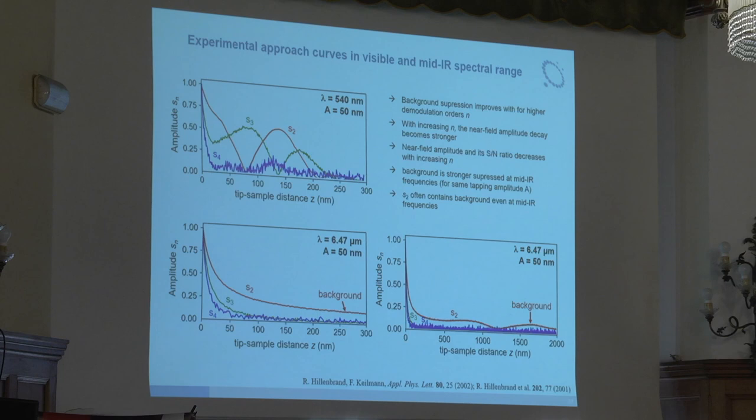So if we make an approach curve, we zoom out here, then we see that these oscillations are still there, right? But what we see is that the background suppression altogether is better in the infrared spectral range, simply because these long-range oscillations due to this background interference give less background signal, right? Because the variations are more linear as a function of distance.